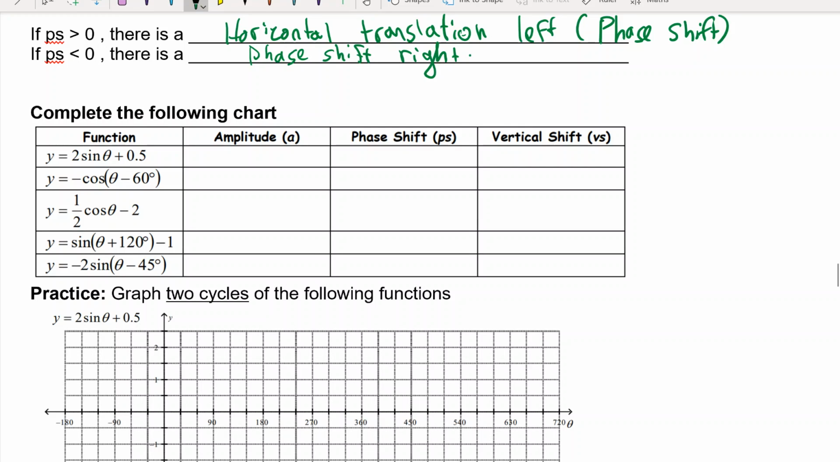Here I notice that there is a number in front of my function, and I remember that that number represents the amplitude. In this case, there's no number in brackets, so there is a phase shift of 0. And I notice that on the end there is a number, so that's my vertical shift of 0.5 up. I could say positive 0.5, or I can just draw a little arrow to signify up, or I can actually say 0.5 up.